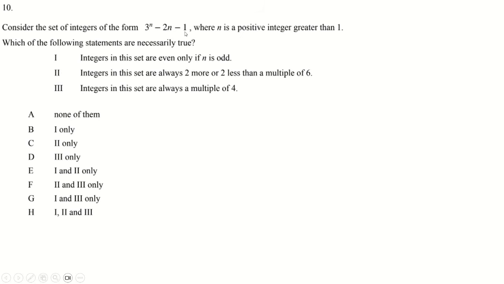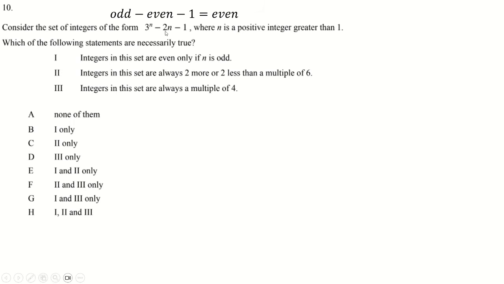So considering sets of integers that can be made with this, where n is a positive integer greater than 1, integers in this set are even only if n is odd. Well, we can just look at this. This is just 3 to the power something that's a positive integer. So that's just made up of 3's, which means it's definitely odd. It's just 3 times 3 times 3. That's going to be an odd number.